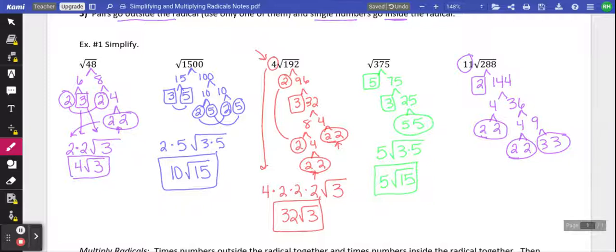So again, we already have this 11. It's got to come down and start our process on the outside. 2 pairs of 2s and a pair of 3s times the square root of my leftover 2. So if I multiply those 4 together, I get 132 times the square root of 2. And that would be my answer.